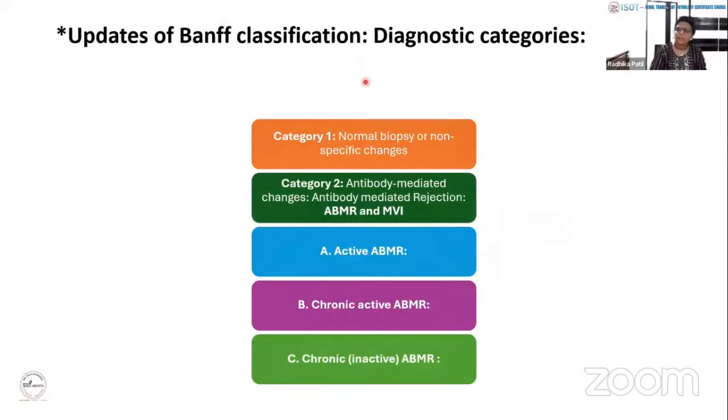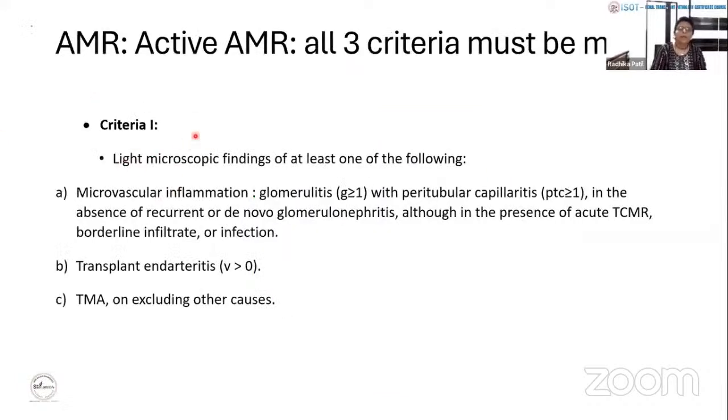So according to the recent Banff 2022, category 2 is antibody mediated rejection, and also the term MVI, that is microvascular inflammation, is added. We'll see active ABMR, which was our case. So the three criteria must be met for the diagnosis. Criteria first is light microscopy findings of at least one of the following: microvascular inflammation, that is glomerulitis and peritubular capillaritis should be there, transplant endarteritis, or TMA.